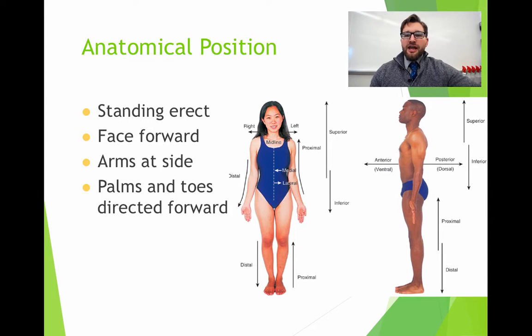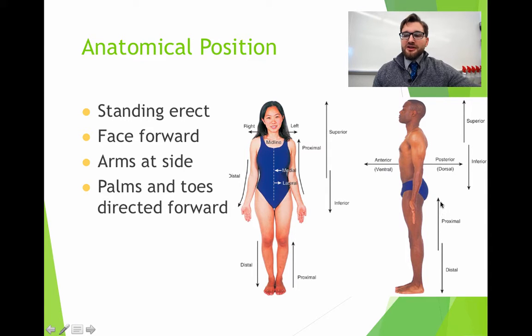So when we're talking about anatomical position, we're going to talk about an individual that is standing erect, facing forward, arms at the side, and the palms and toes are directed forward. So we can see two pictures here. The superior position would be anything towards the head. Inferior would be anything towards the feet. Anterior or ventral would be belly side. Dorsal or posterior would be the back side.